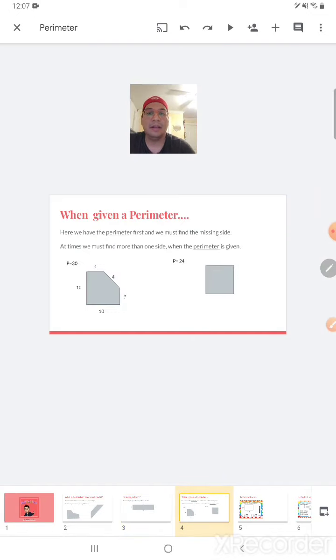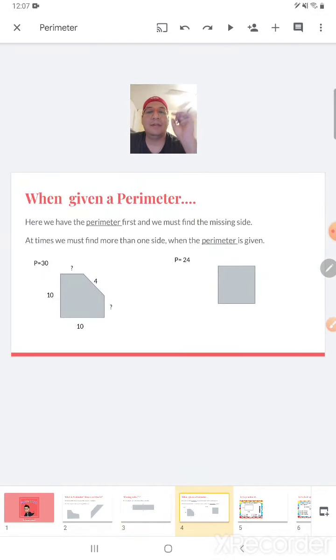Here we have, when given the perimeter, what if they give us the perimeter but do not give us a side, right? Or sides here in this case. We're going to have two different examples to help you understand what to do when you have a perimeter but no sides. Here we have a perimeter first, and we must find the missing sides. At times, we must find more than one side when the perimeter is given.